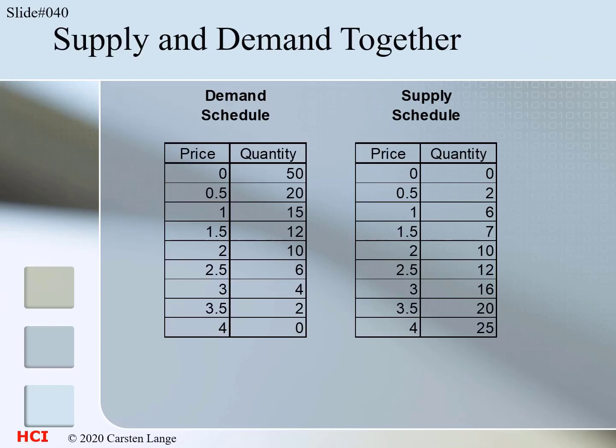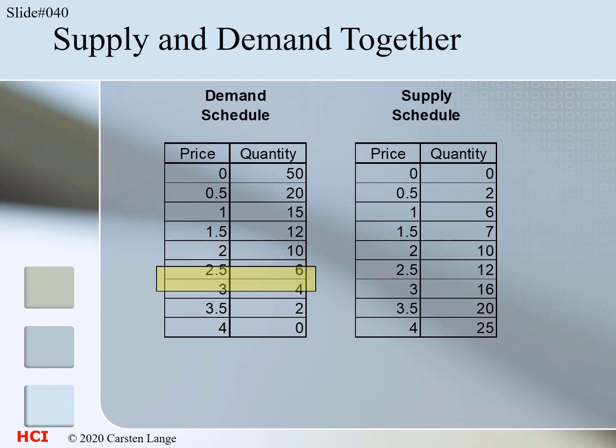We start with the market demand schedule and the market supply schedule. The demand schedule assigns a quantity demanded to each price. You can see that according to the law of demand, the quantity demanded decreases when the price increases. For example, if the price is 0, the quantity demanded would be 50. If the price increases to 50 cents, the quantity demanded decreases to 20. If the price increases further, the quantity demanded will decrease further.